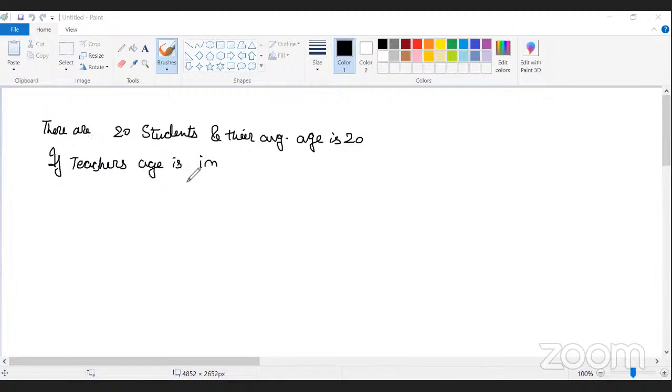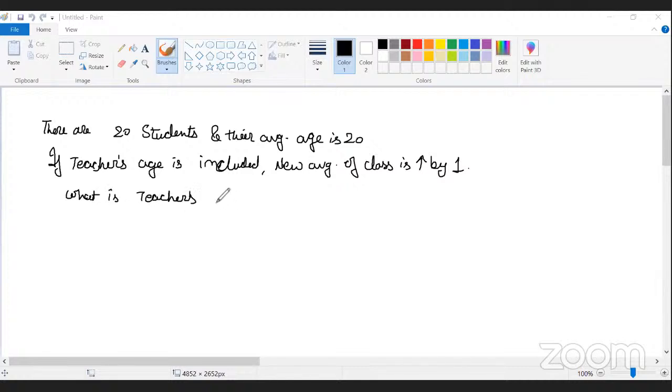If teacher's age is included, the new average of the entire class is increased by 1. What is teacher's age? Anyone?